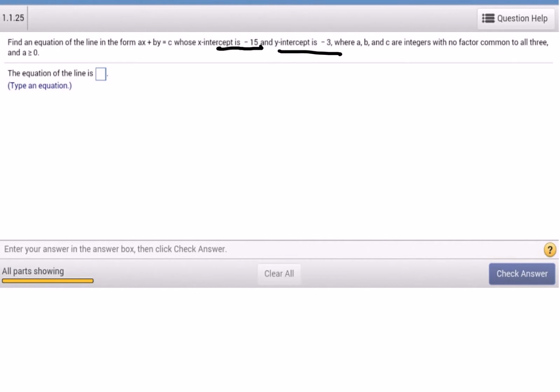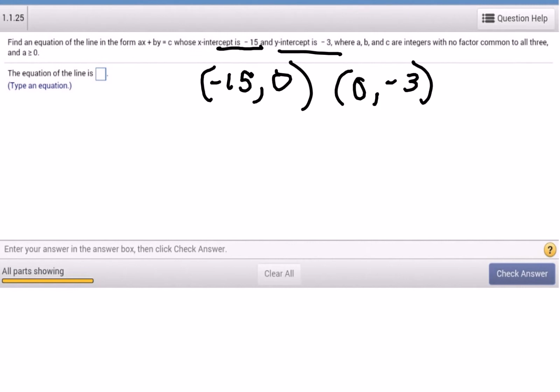We have an x-intercept. Well, what is an x-intercept? That's where our line crosses the x-axis. So an x-intercept means that negative 15 is my x in my ordered pair and y is 0. My y-intercept is where it crosses the y-axis, so that would be where x is 0 and y is negative 3. We know that because of the information given to us.